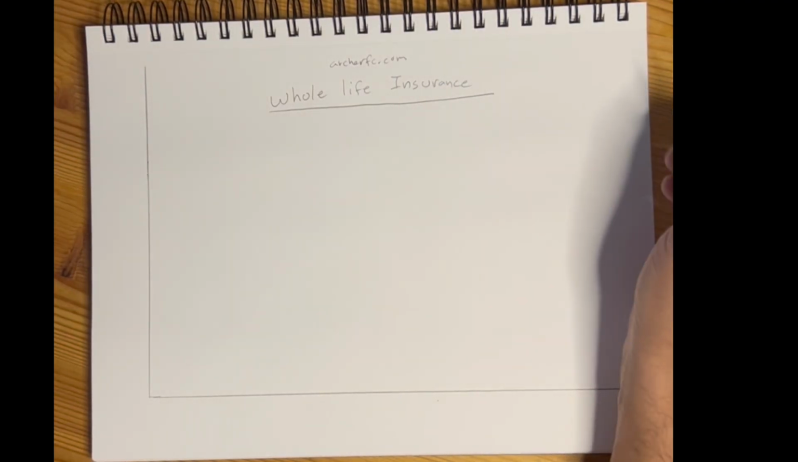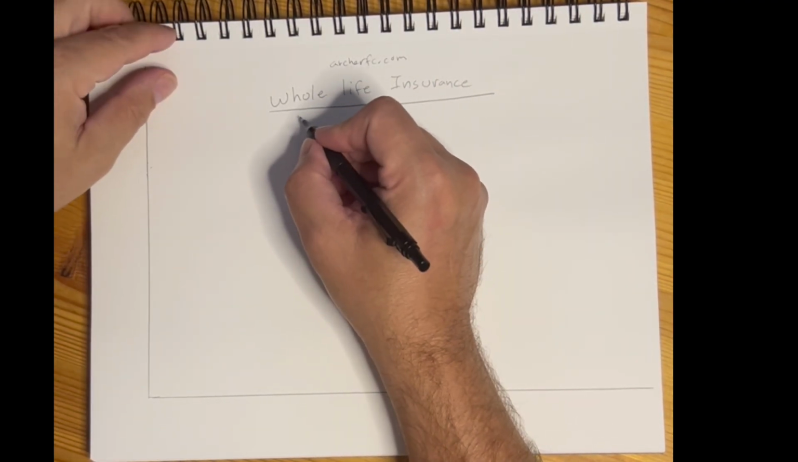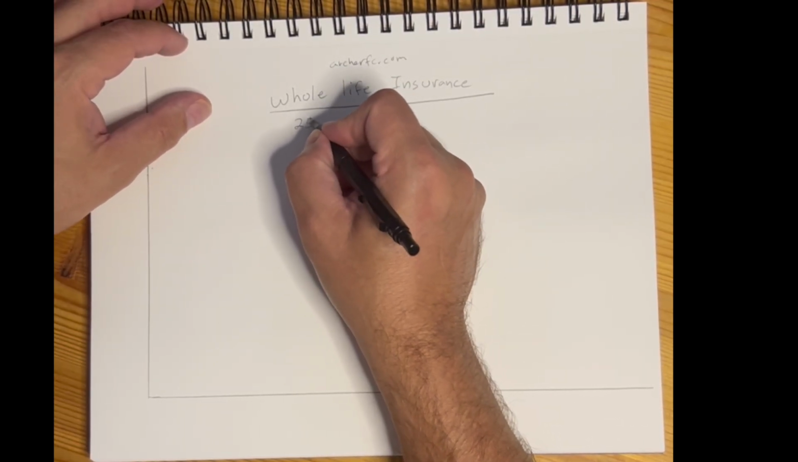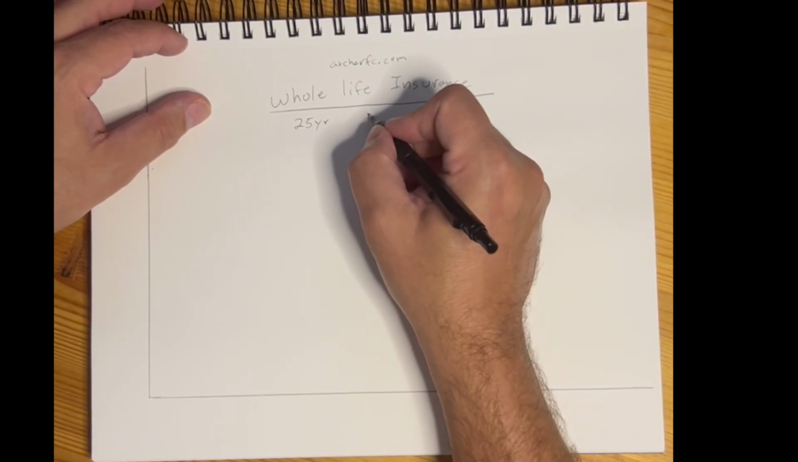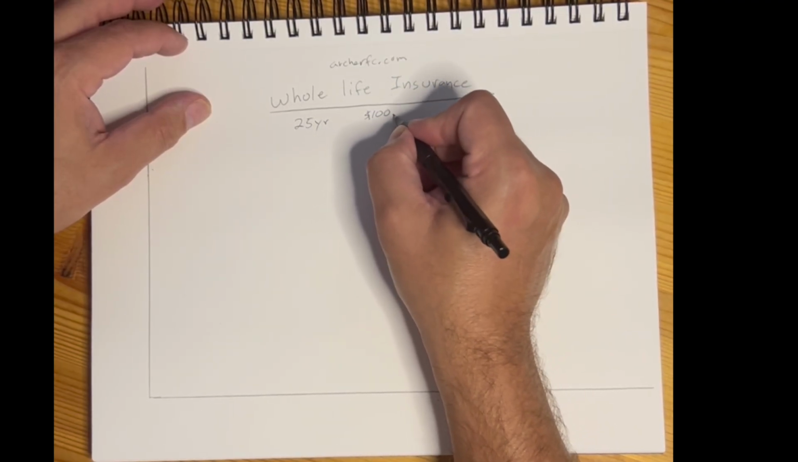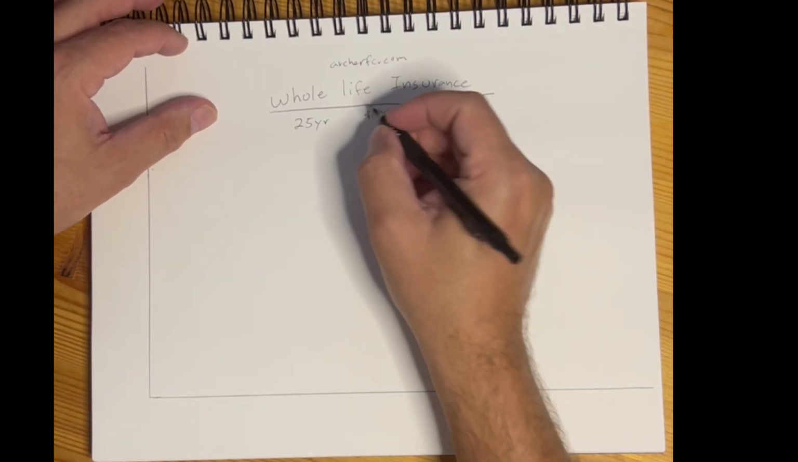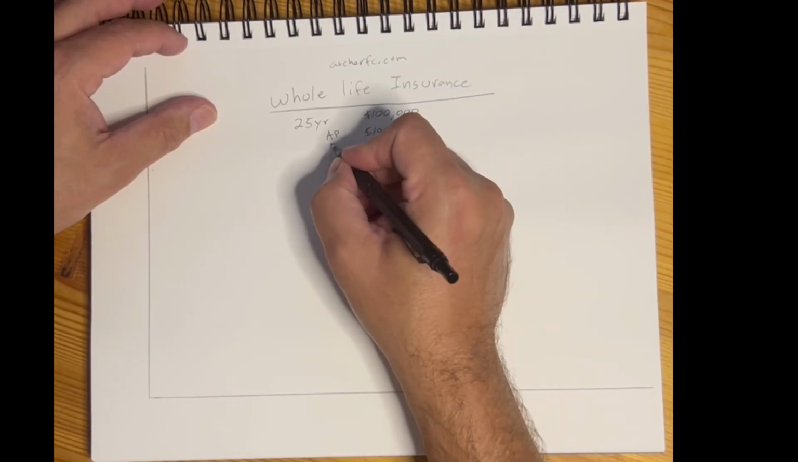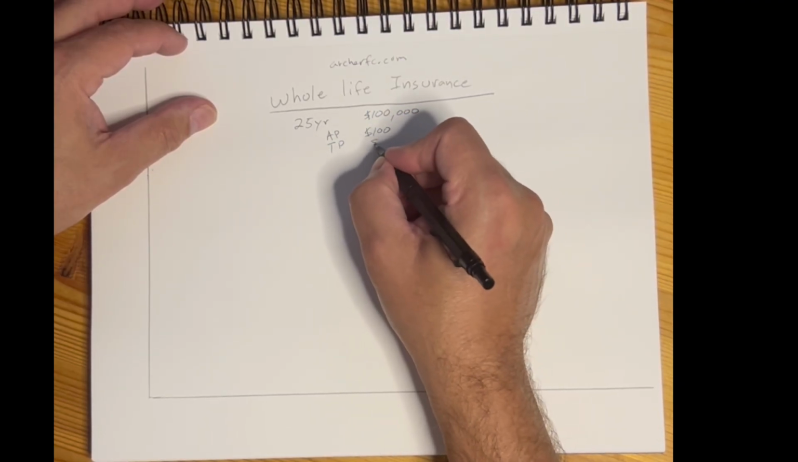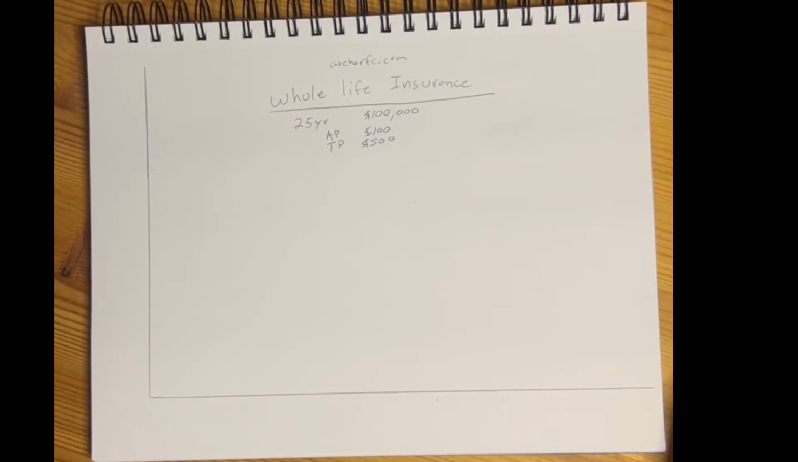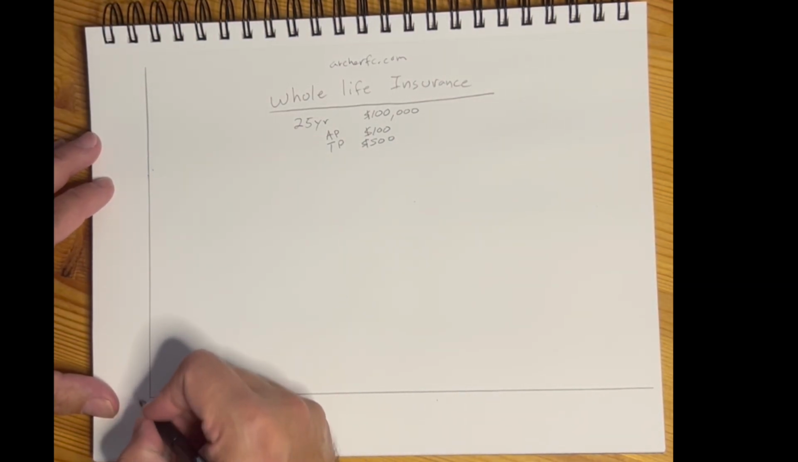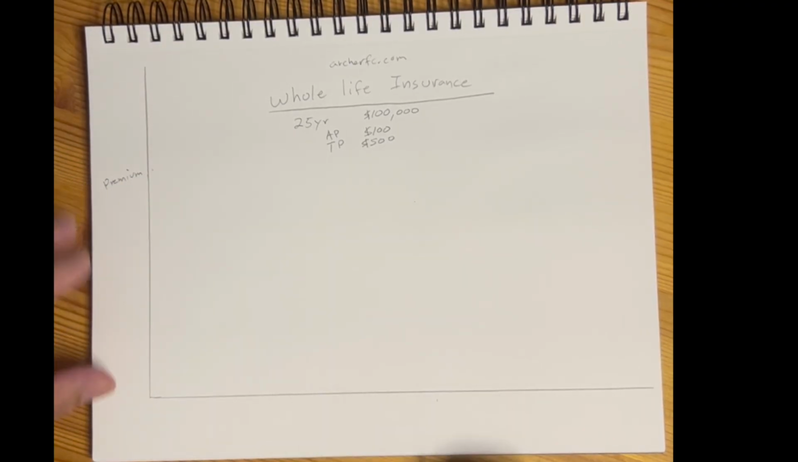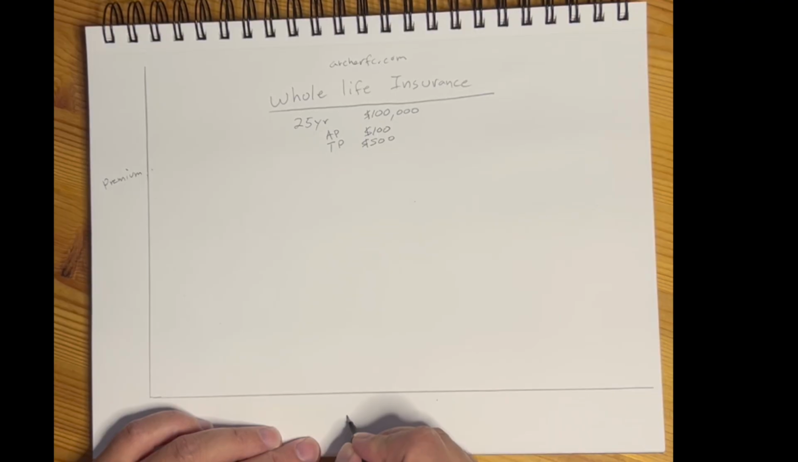So we're going to go back to the example I had several videos ago where we talked about annual and target premiums. We have a 25-year-old who has a $100,000 life insurance policy, and their annual premium is $100 a month, and their target premium is $500 a month. Over here is going to be our premium side, and down here is going to be our age.